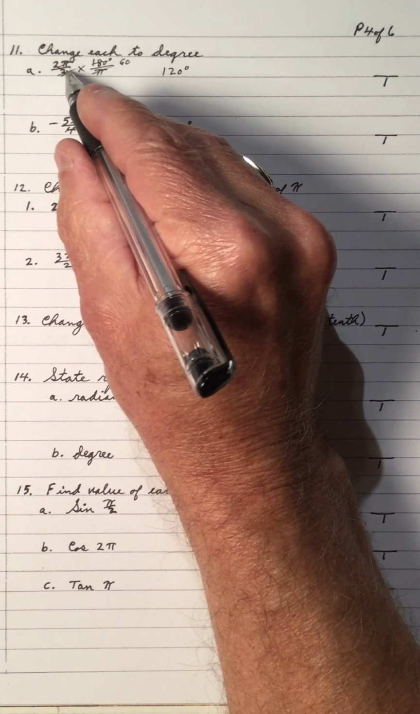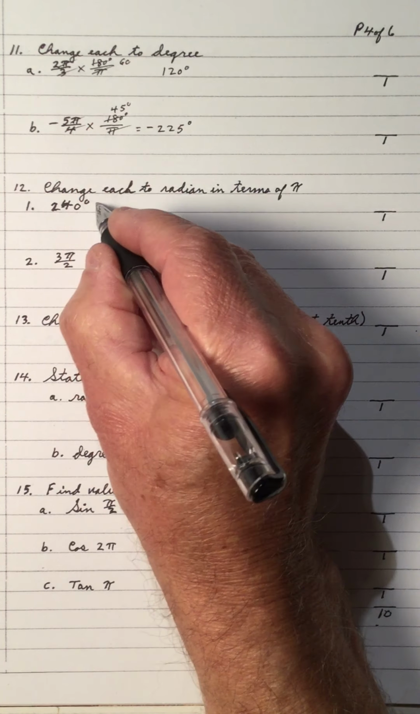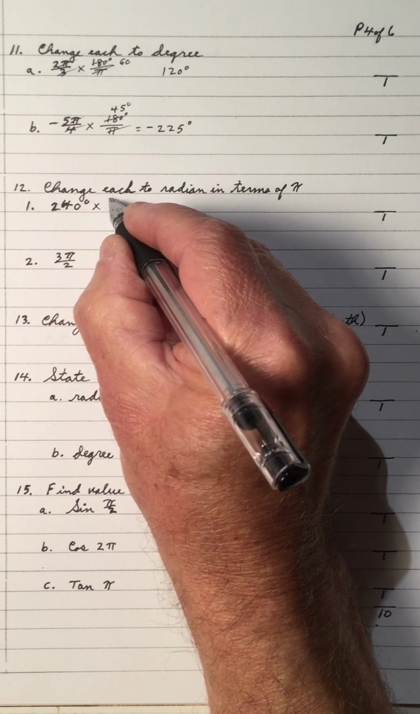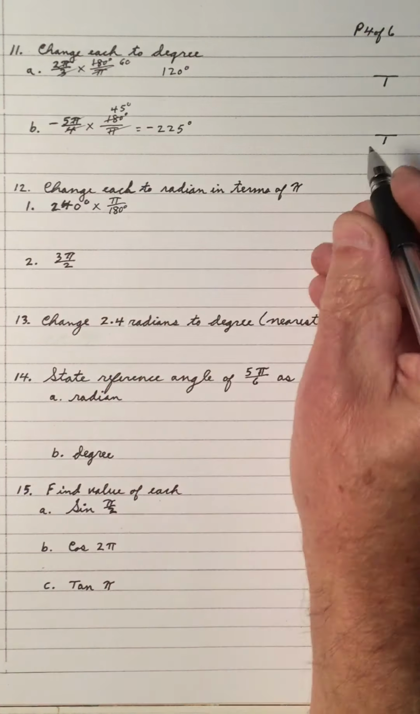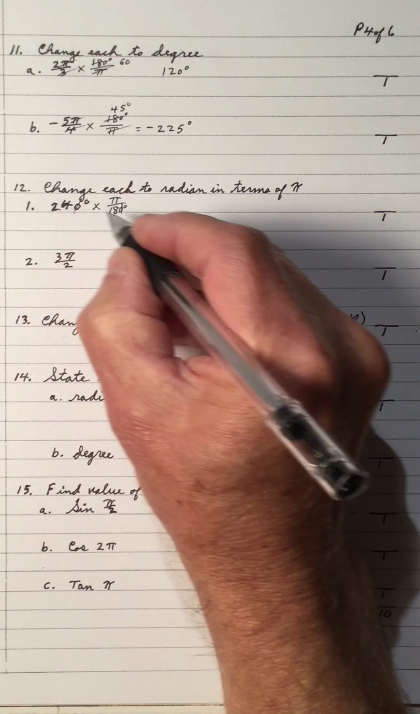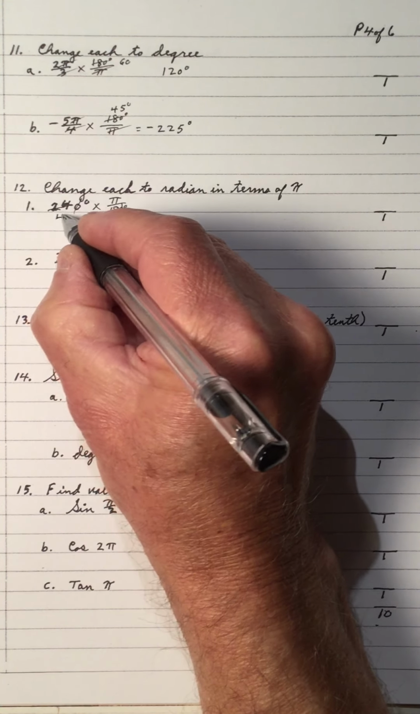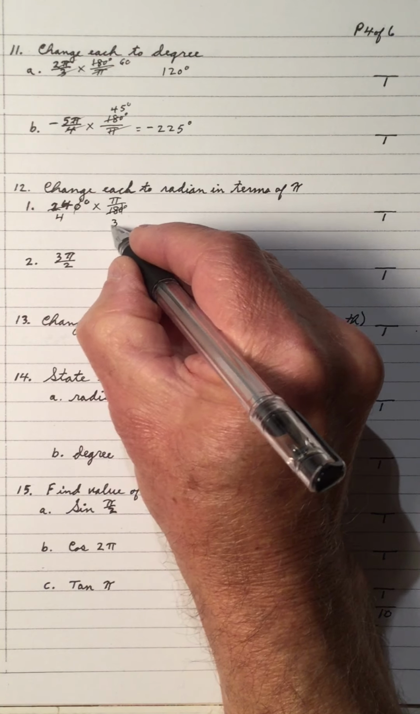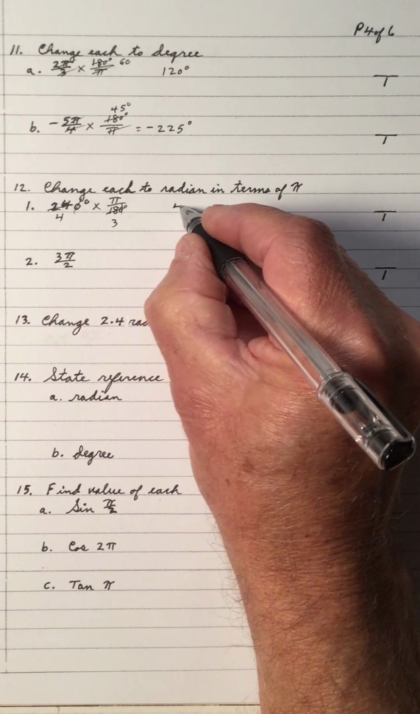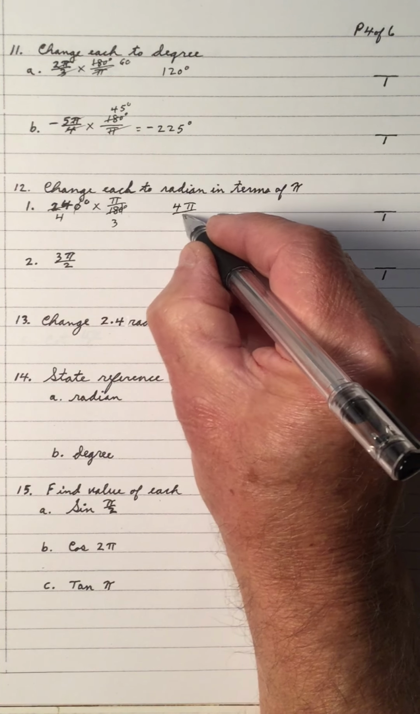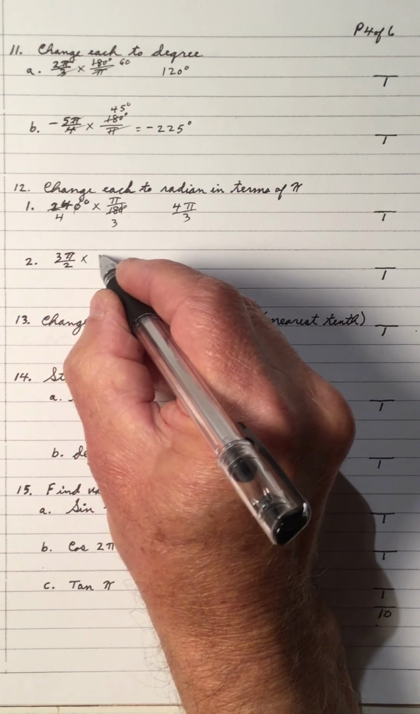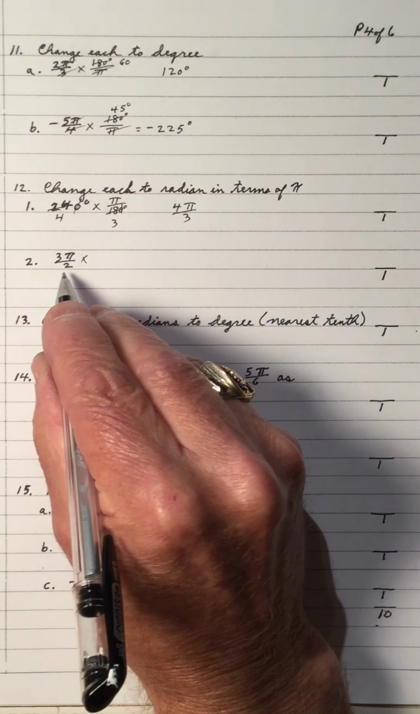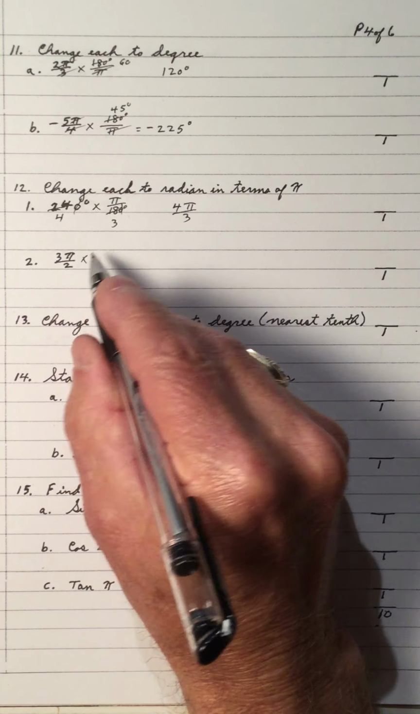Change each to a radian in terms of pi. So if you have a radian, you multiply by 180 over pi. If you have a degree, you multiply by pi over 180. So the zeros cancel. 6 goes into 4, 6 goes into 3, can't cancel any further, so it's 4 pi over 3 as a radian. Give yourself a mark.